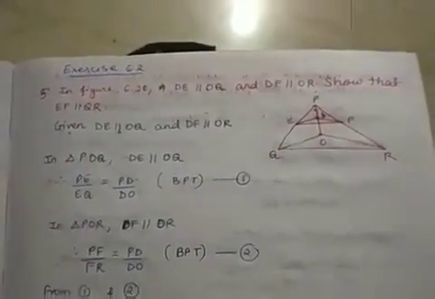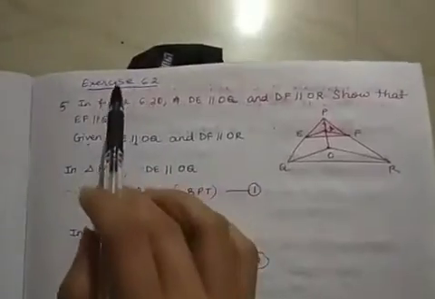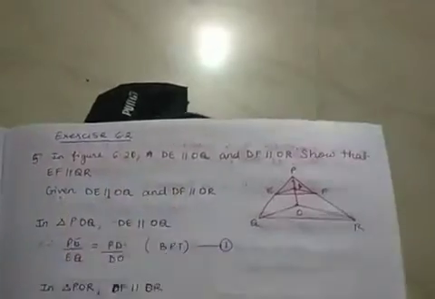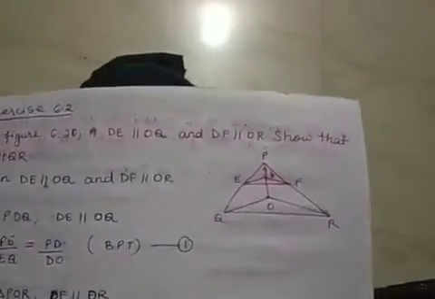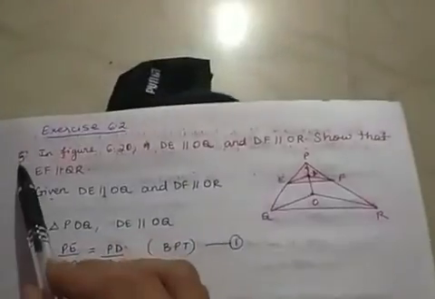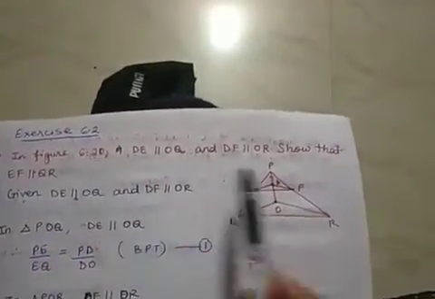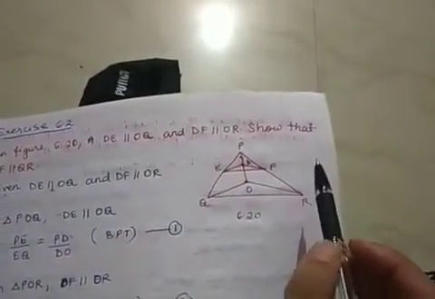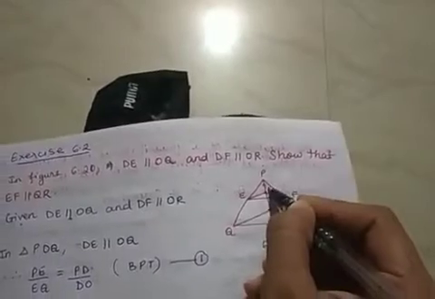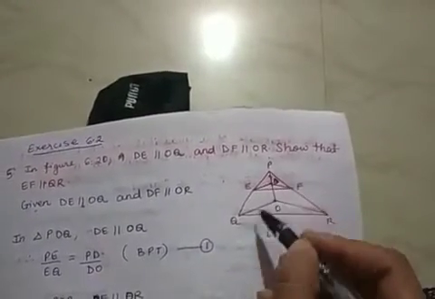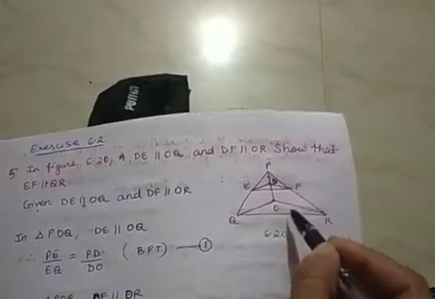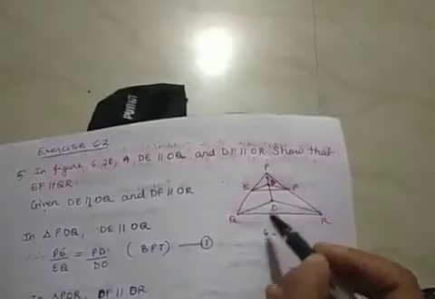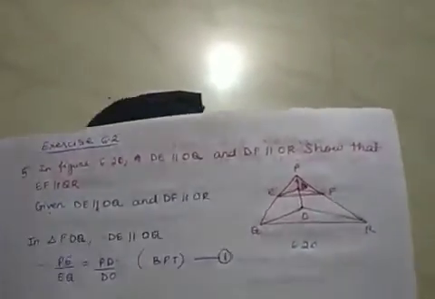Now I am solving some very important problems from exercise 6.2. The rest of the problems are for homework. Only these problems which are slightly different will be solved. So here I am taking the fifth problem, which says in figure 6.20, DE is parallel to OQ and DF is parallel to OR. You have to show that EF is parallel to QR. So let us see how to do it.